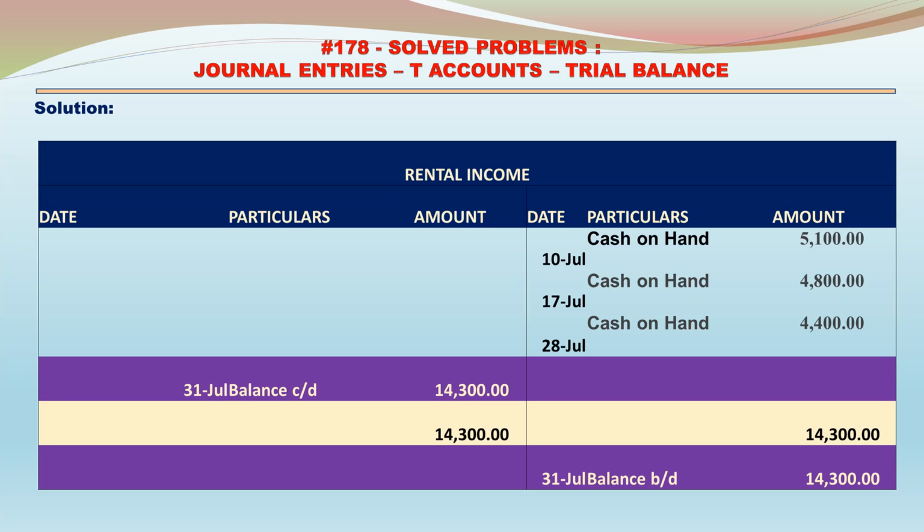Rental income on the credit side, 10th July cash on hand 5,100. 17th July, cash on hand 4,800. 28th July, cash on hand 4,400. Total rental income 14,300. Credit balance brought down in the rental income account.